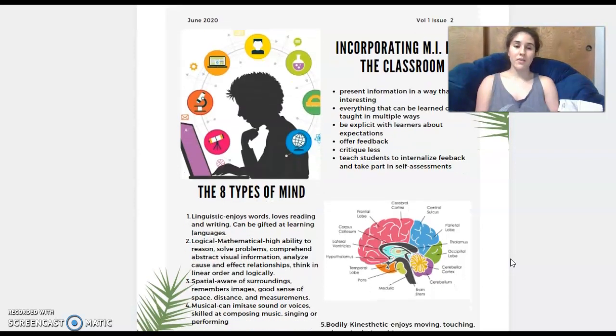That's by presenting information in ways that are interesting to different learners. Everything that can be learned can be taught in multiple ways, so providing options for instruction and varying ways of instruction.